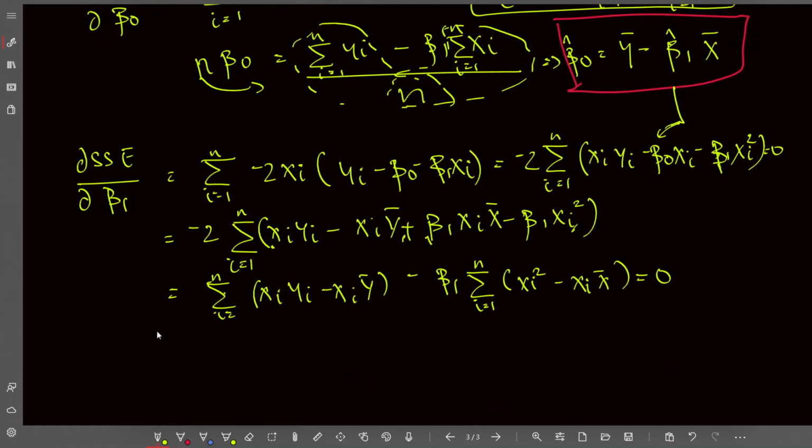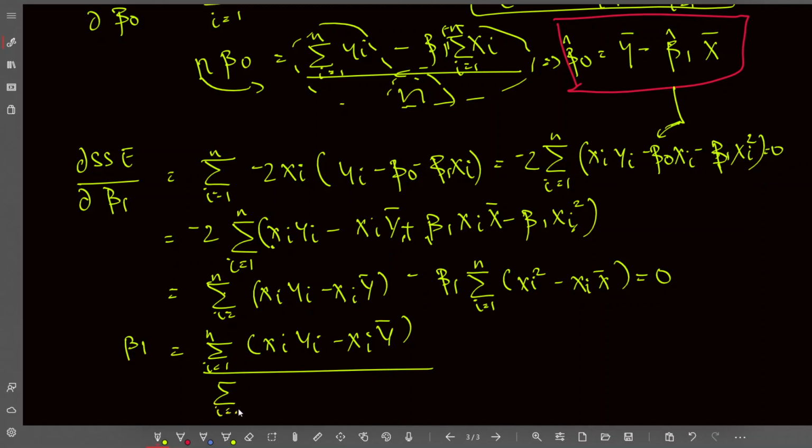From here, I'm going to take the value of beta 1. I'll bring this to the other side of 0 and find the value of beta 1. So beta 1 is basically summation i equals 1 to n of xi yi minus xi y bar, whole upon summation i equals 1 to n of xi square minus xi x bar. This is the value of beta 1.